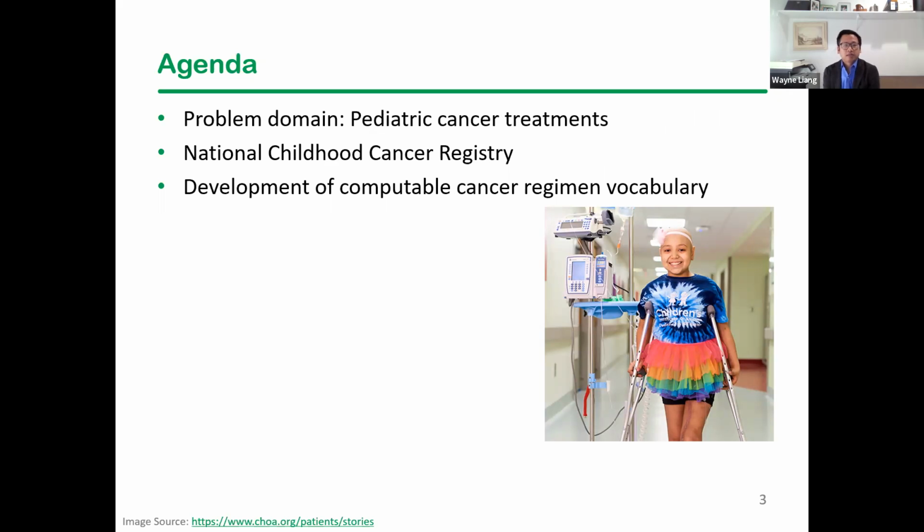I will provide some background on pediatric cancer treatments and the problems that we encounter in this space, particularly as it relates to understanding the data behind it and how regimens are developed. I will then discuss the National Childhood Cancer Registry, for which this work is being conducted. And then finally, at the end, I will describe our progress with developing computable cancer regimen vocabulary.